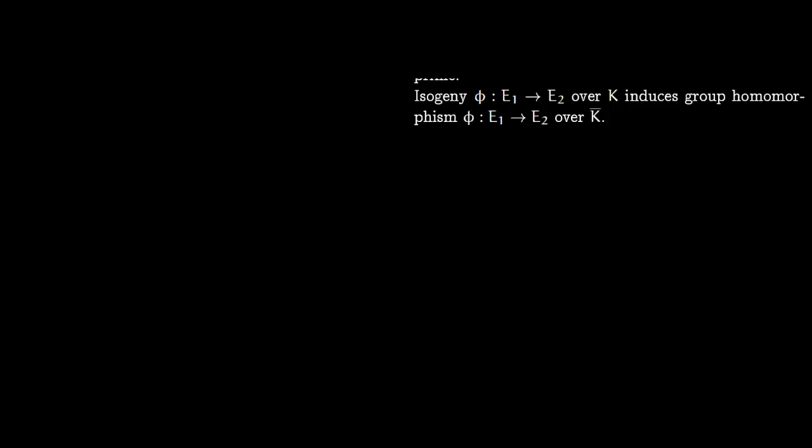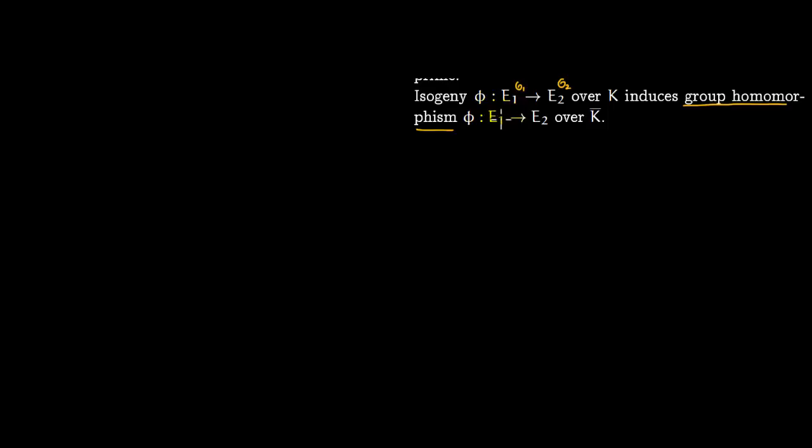Let us start by making a very important point about isogenies. The way we have defined isogenies, we are saying that the isogeny takes the special point of elliptic curve E1 to the special point of elliptic curve E2. Now just this simple property will induce a group homomorphism. So this isogeny will act as a group homomorphism.